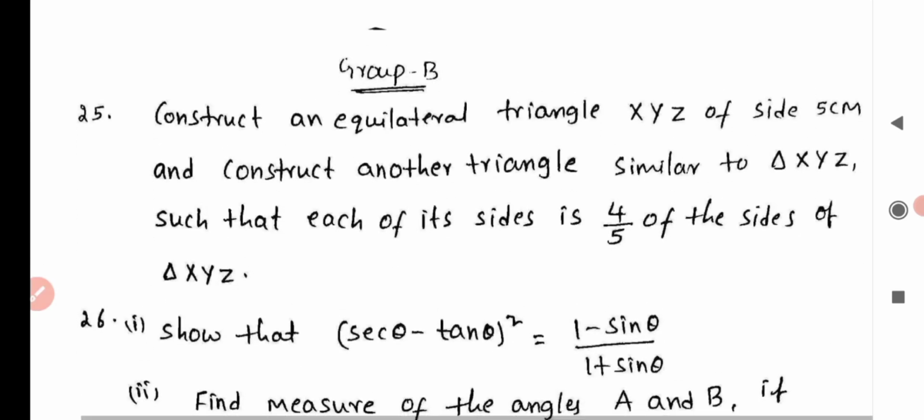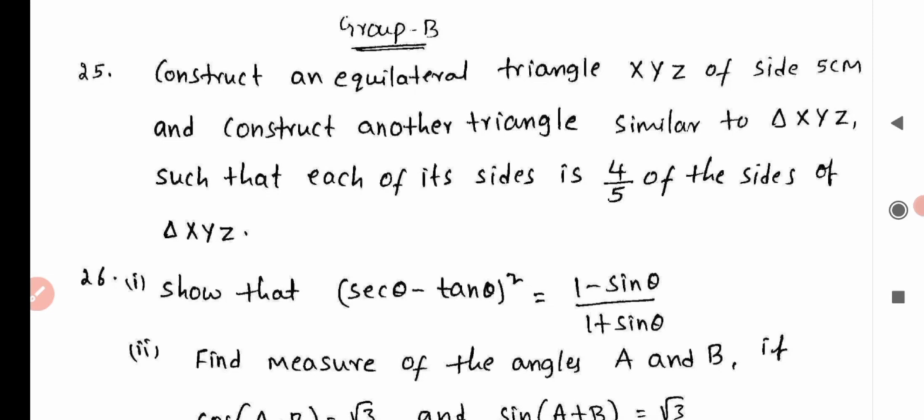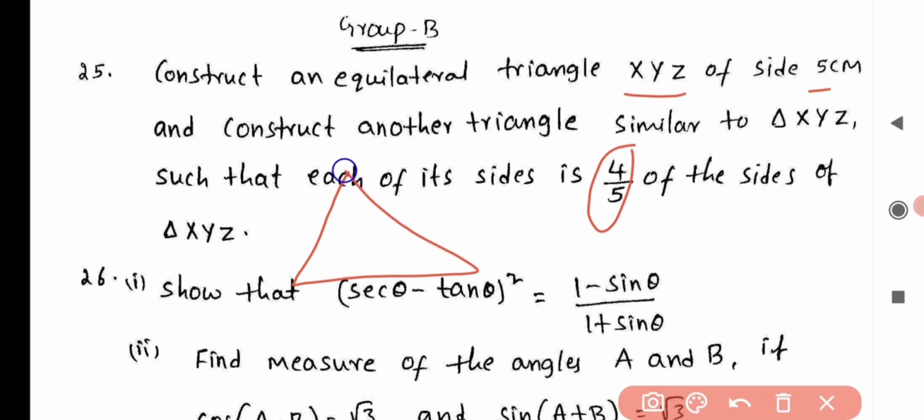Next, group B. Construct an equilateral triangle XYZ of side 5 centimeters and construct another triangle similar to triangle XYZ such that each of its sides is 4 by 5 of the sides of triangle XYZ. Here he gave a proper fraction. First you construct an equilateral triangle using 5 centimeters: X, Y, Z, with sides 5 centimeters, 5 centimeters, 5 centimeters.